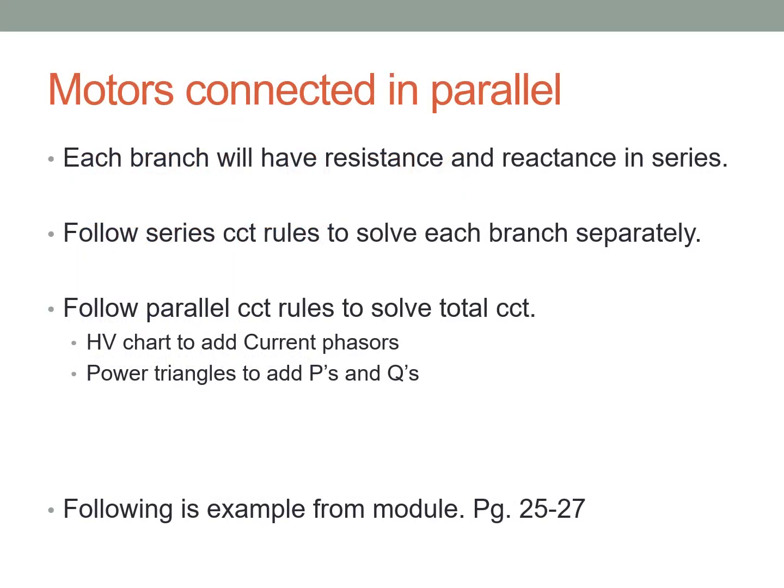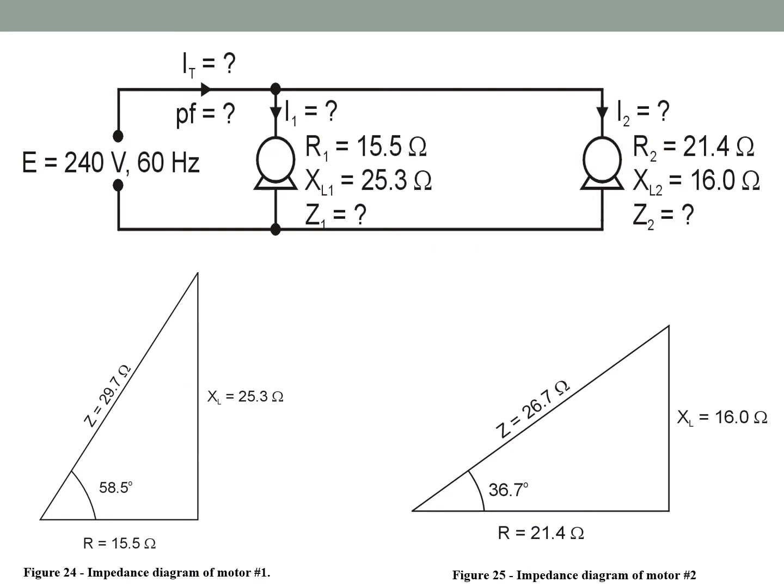We have to remember that since the motors can be treated as an individual series circuit, we must solve each branch separately. Once we have each branch solved, in order to find out what the current for that branch is and what the Z value of that branch is, we can then apply parallel rules to solve for the total circuit. Let's look at this example from your module.